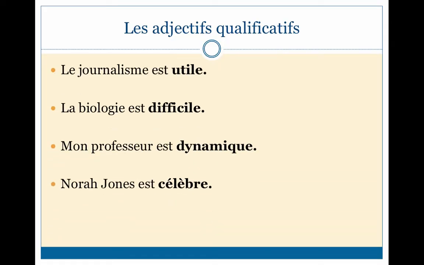So we can see here that even though the noun journalism is masculine because we're using le, utile would look the same if we were using something that was feminine because it already has an E. La biologie est difficile, it already has an E, so it's not going to look any different from the feminine form. And the same thing goes for these two here.